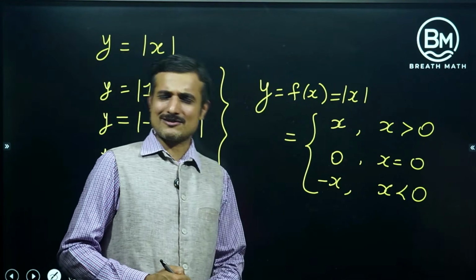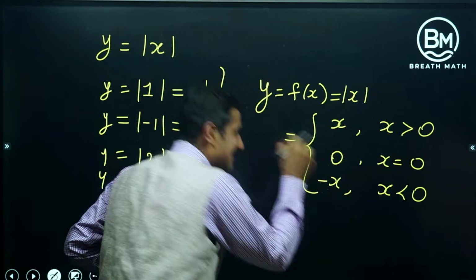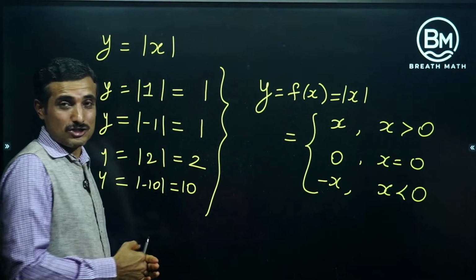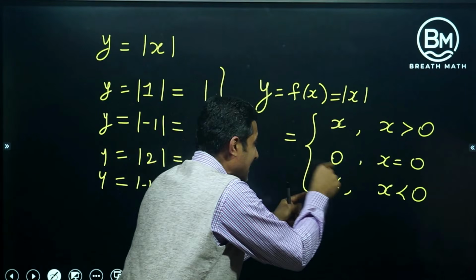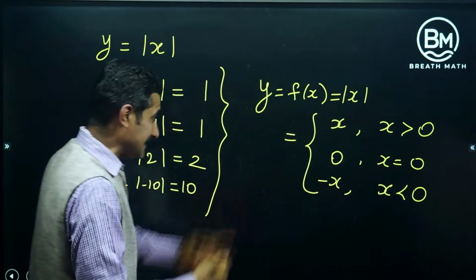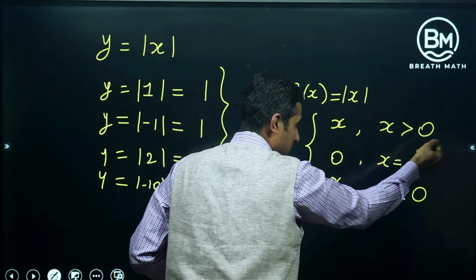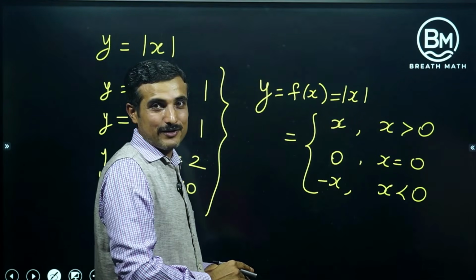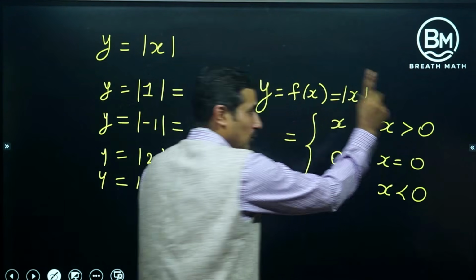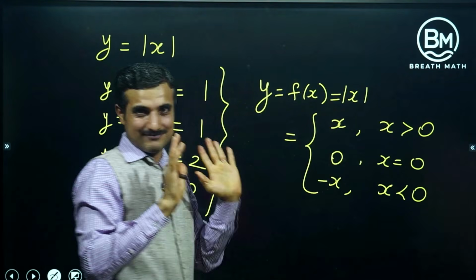Many mathematics students ask why we are using negative x. You said the y value is always positive, so how are we getting negative x here? The basic understanding goes like this. When x is positive, y is also positive, isn't it? So y has to be plus x. X equal to 1, y is 1. X equal to 3, y is 3. X equal to 5, y is 5.